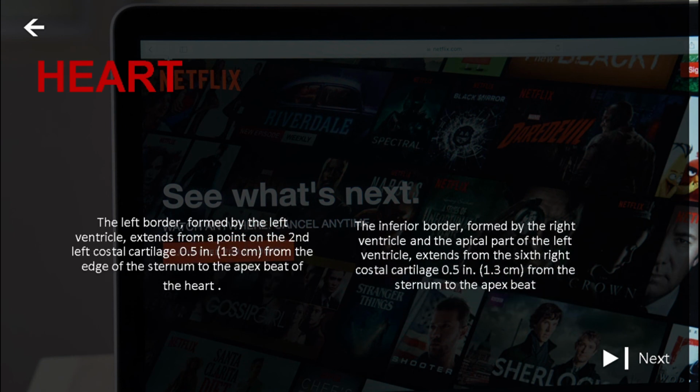The left border, formed by the left ventricle, extends from a point on the second left costal cartilage, 0.5 inches or 1.3 centimeters from the edge of the sternum, to the apex beat of the heart. Then the inferior border, formed by the right ventricle and the apical part of the left ventricle, extends from the sixth right costal cartilage, 0.5 inches or 1.3 centimeters from the sternum, to the apex beat.